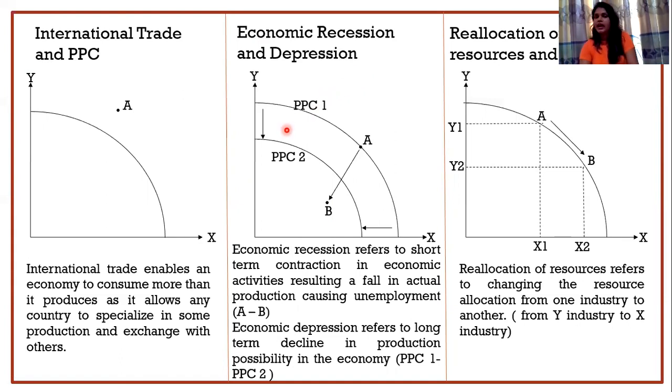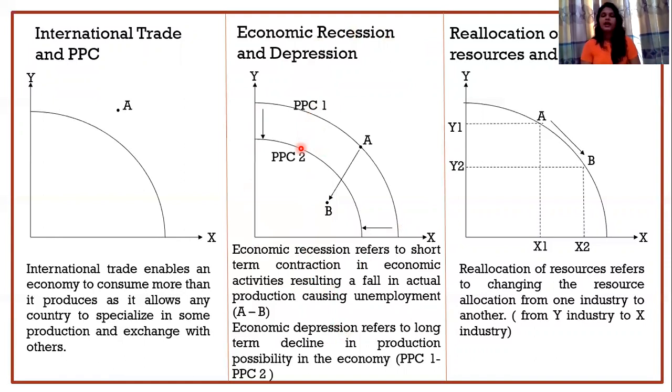Then economic recession and depression. Economic recession is, as I told earlier as well, a short-term decline in economic activities. That is a very short-term activity. Therefore, your production possibility curve won't shift, but your production point will shift inwards, as in this diagram, from point A to point B. That is economic recession. And you have economic depression, that is a long-term decline in economic activities. When there is economic depression, then your PPC will shift inwards. Why? Because your production possibility is reducing.